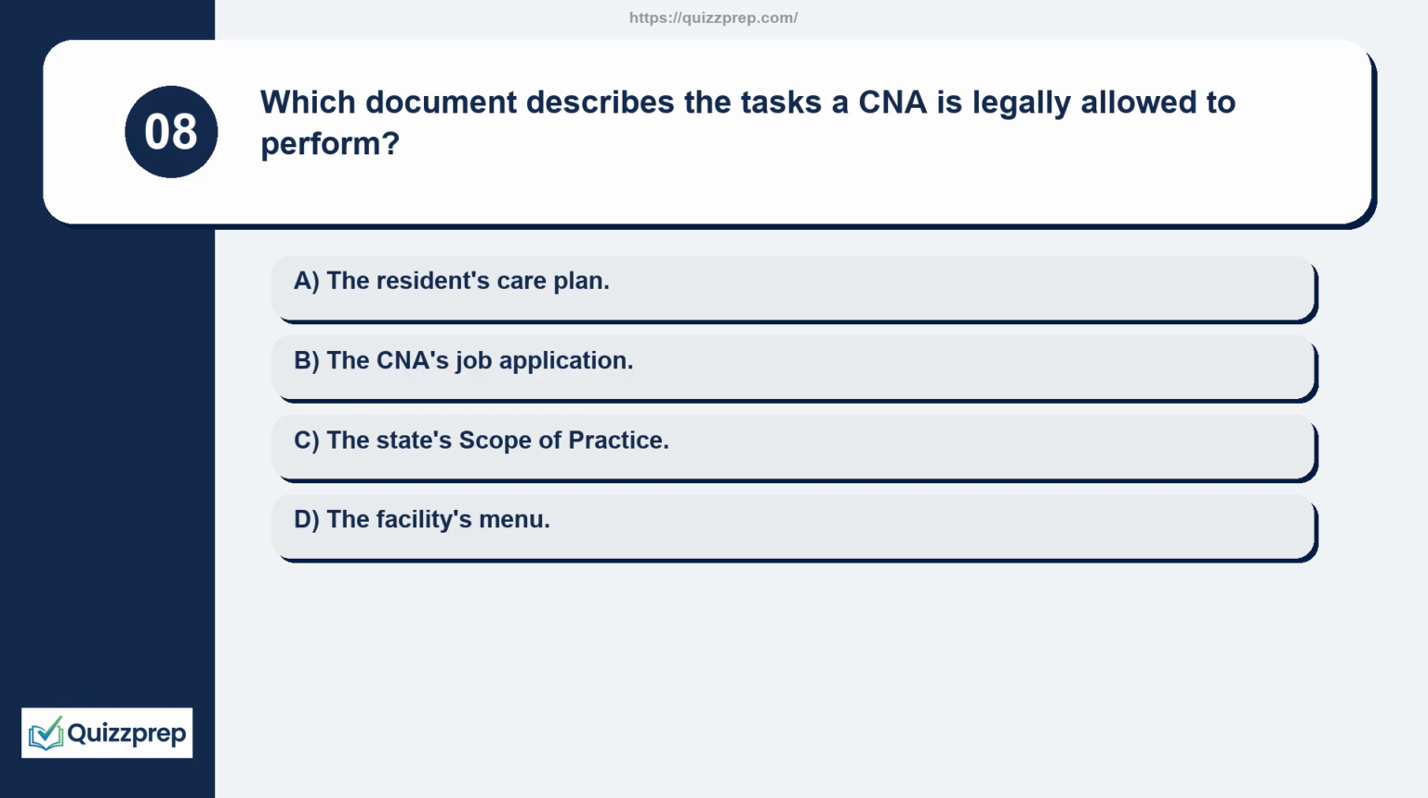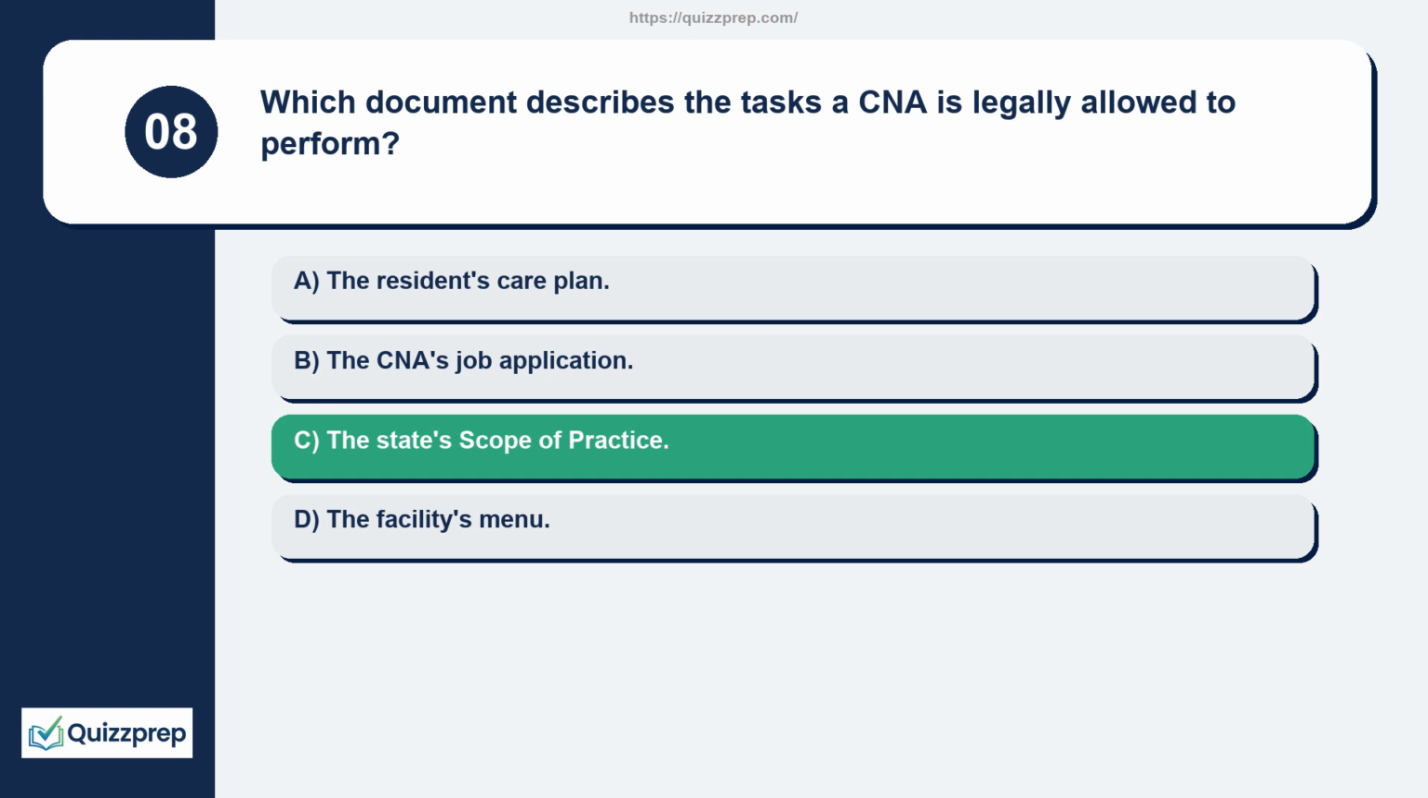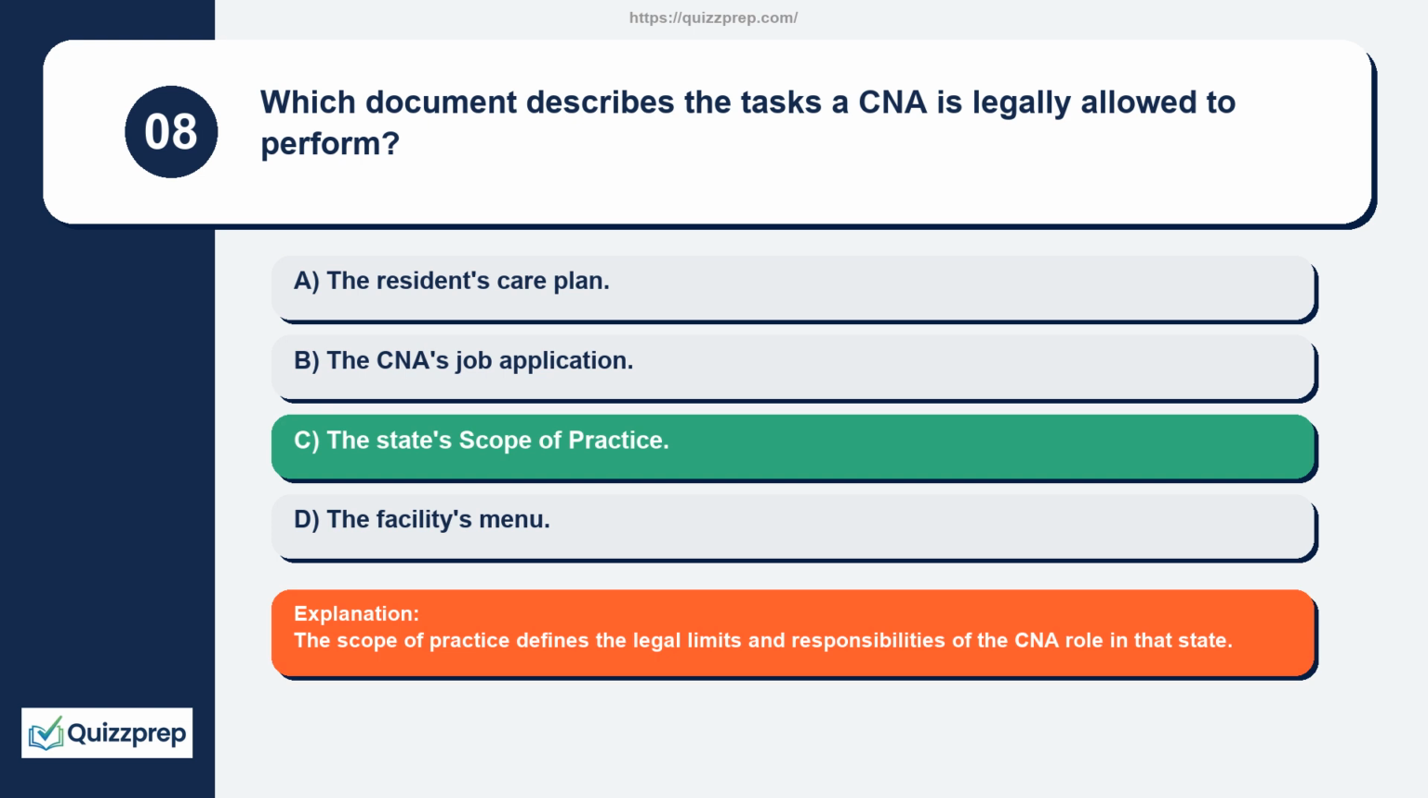Question 8. Which document describes the tasks a CNA is legally allowed to perform? The resident's care plan, the CNA's job application, the state's scope of practice, the facility's menu. The scope of practice defines the legal limits and responsibilities of the CNA role in that state.